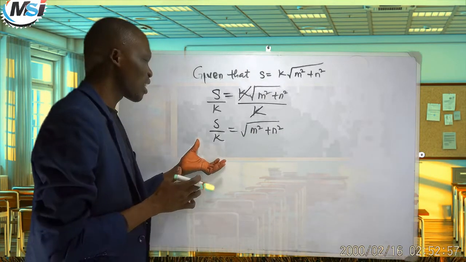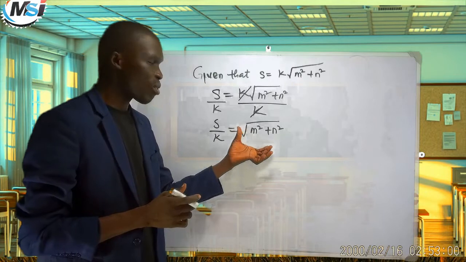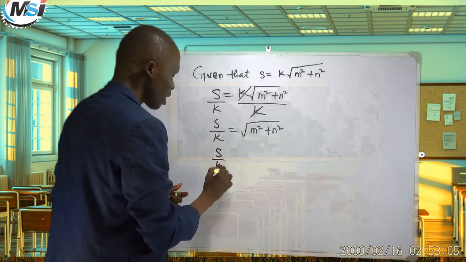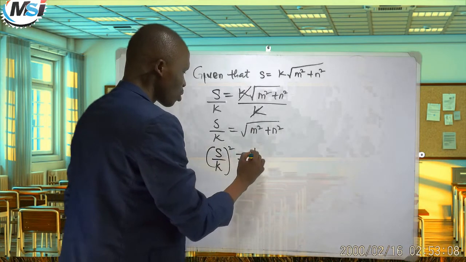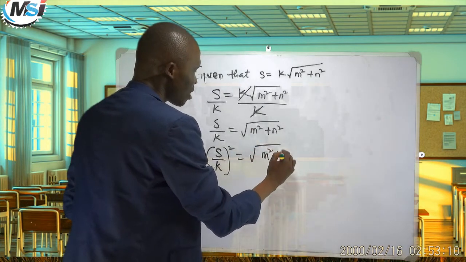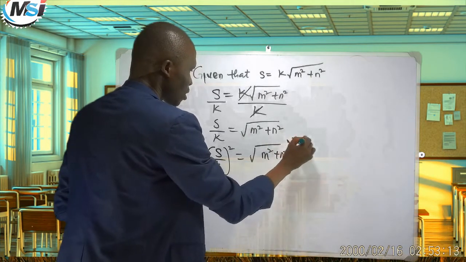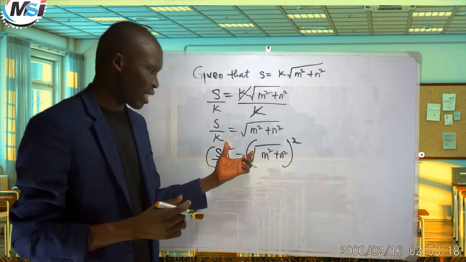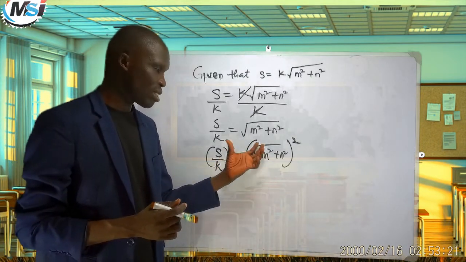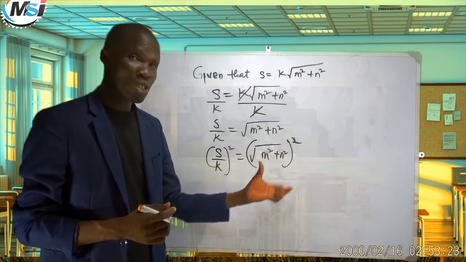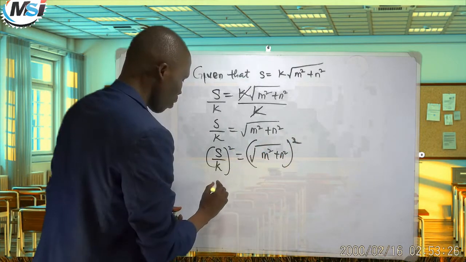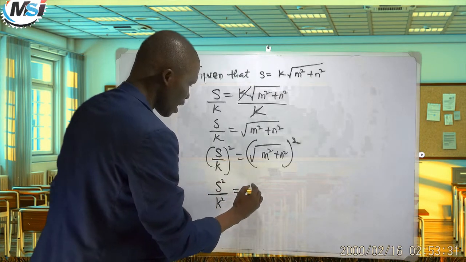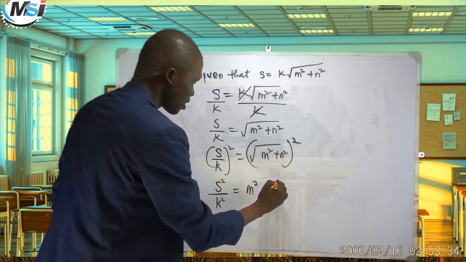So what we do here, since this is a square root, we are going to square both sides. When we square both sides, we are going to have x all over k squared equals square root of m squared plus n squared, squared. Now from here, I told you before that a square root is a half. Half multiplied by 2 will still give us 1. So this will give us x squared all over k squared equals m squared plus n squared.